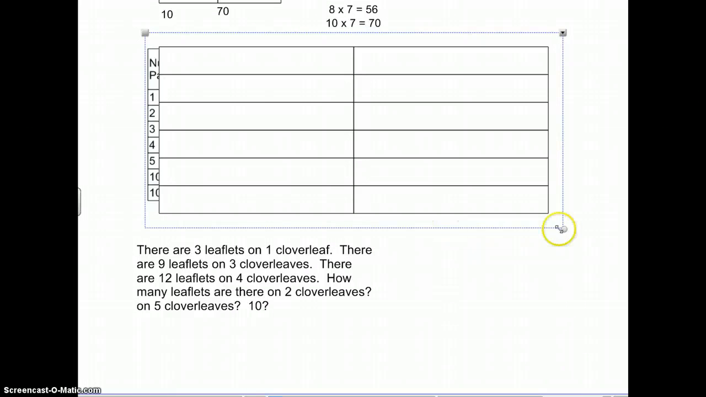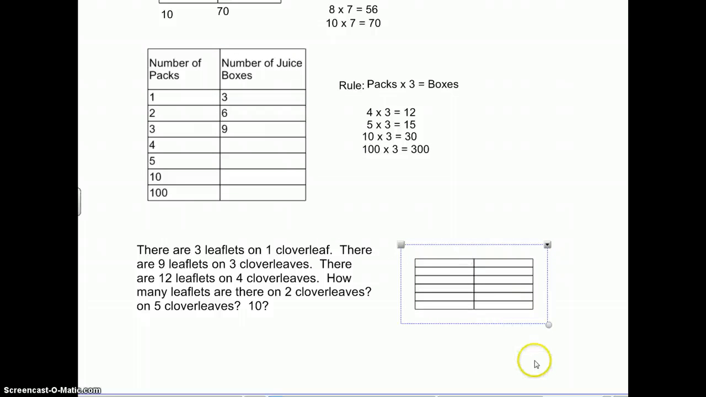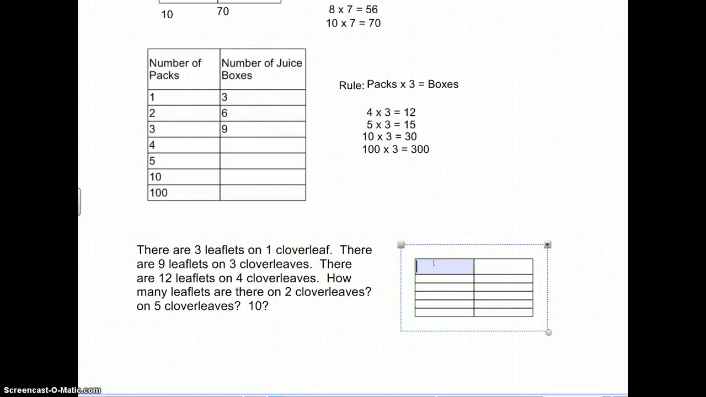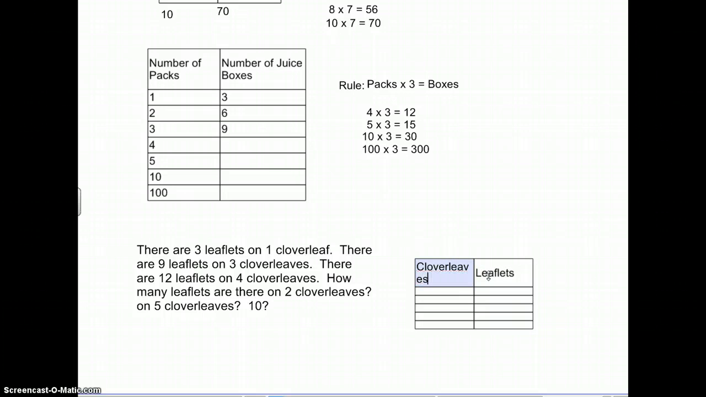Your table will need to look something like this. Your table needs to look something like that. And then you'll have leaflets and clover leaves on one side, okay? I would put your clover leaves right here. Okay, so it's asking you, if I have a clover leaf, I'm going to turn that into clover leaves. Clover leaf is 1, clover leaves is more than 1, and then your leaflets.